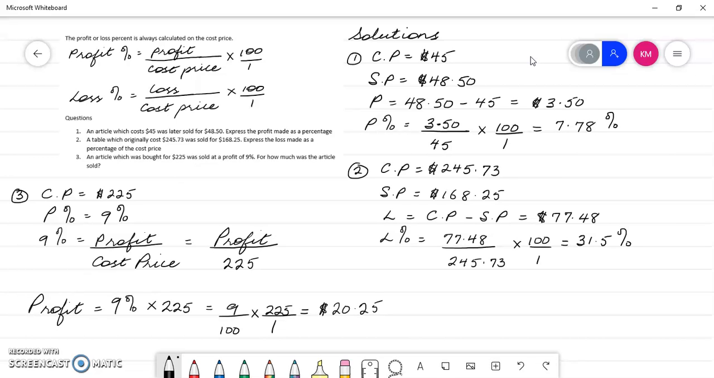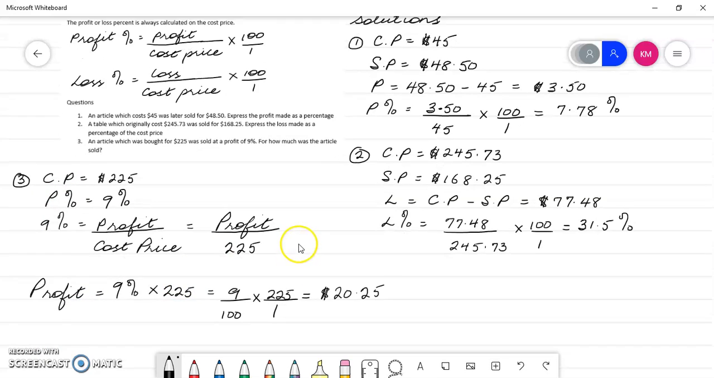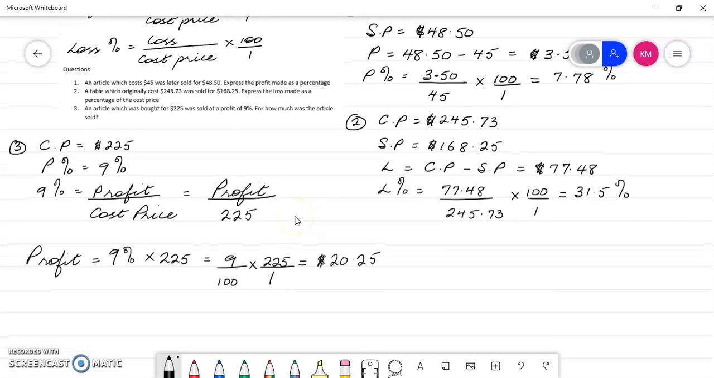Now the question asked us to find the selling price, you see here, for how much was the article sold. Now if I have my cost price as well as my profit in order to find my selling price, so I'm going to write that here, my selling price, I'm going to say cost price plus your profit, and that is going to be $225 plus $20.25 is going to be $245.25.